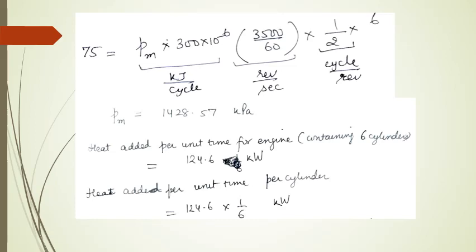Now the heat addition rate for the engine containing 6 cylinders is 124.6 kilowatt, as we calculated earlier. If we want to find the heat addition rate per cylinder, the above parameter has to be divided by the number of cylinders. So it is 124.6 upon 6 kilowatt.